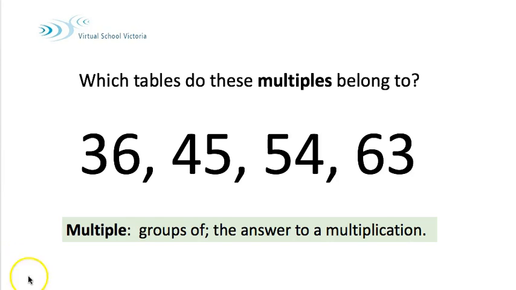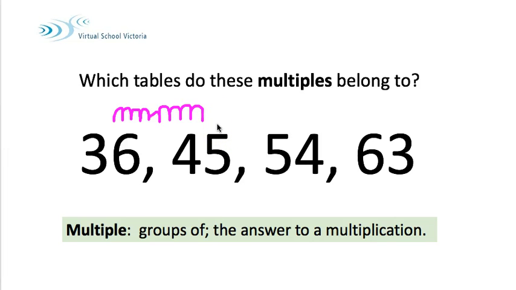Let's look at another group. Which could this be? Let's check. 36, 37, 38, 39, 40, 41, 42, 43, 44, 45. There are 1, 2, 3, 4, 5, 6, 7, 8, 9 jumps between 36 and 45. That could make them the 9 times tables, but we also check.